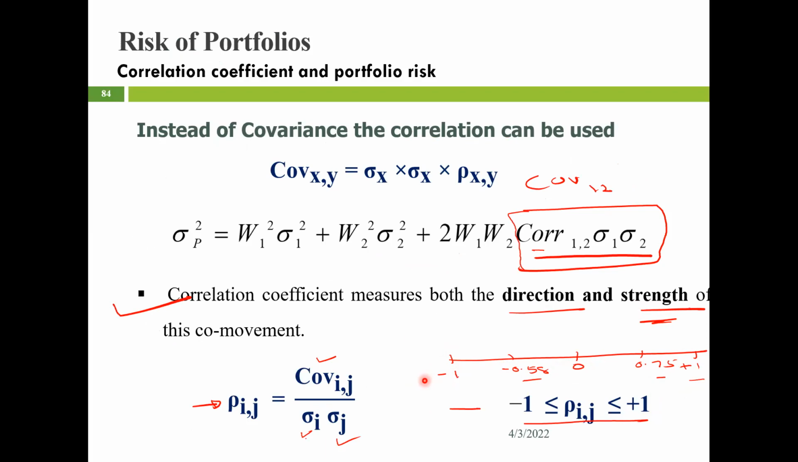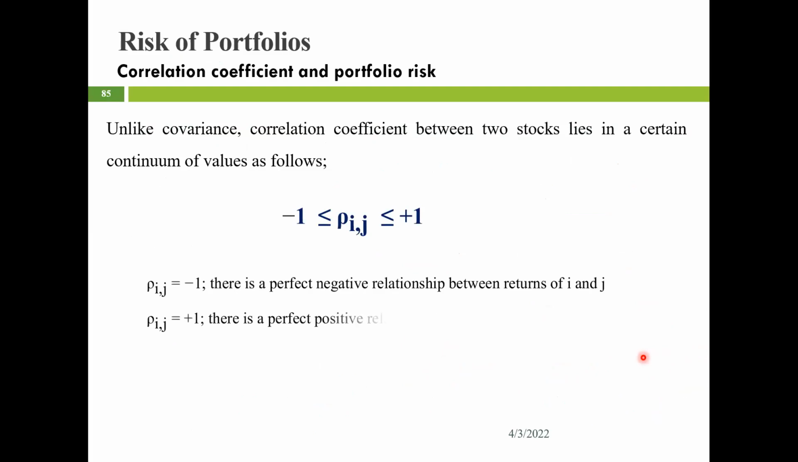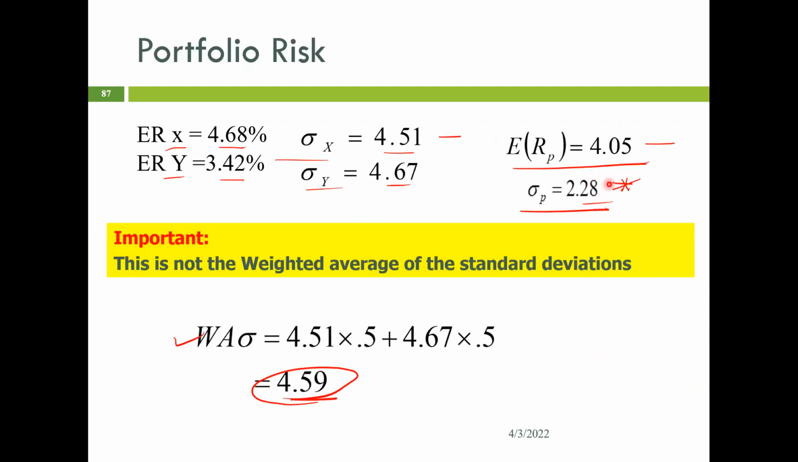-1 is okay, perfect. Then totally you can diversify the risk, if the correlation coefficient is -1, perfectly negative. But normally correlation coefficients are greater than -1 and less than 1. Therefore, portfolio risk is normally less than the weighted average standard deviation value. Now if you look at our example, our portfolio risk also is less than the weighted average standard deviation value, because the weighted average standard deviation value is 4.58.